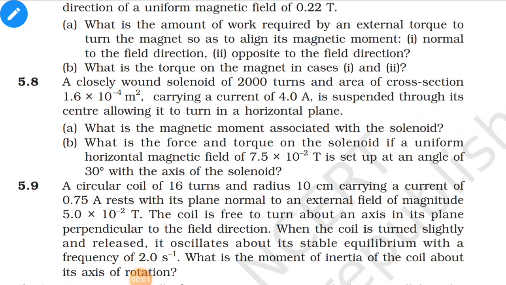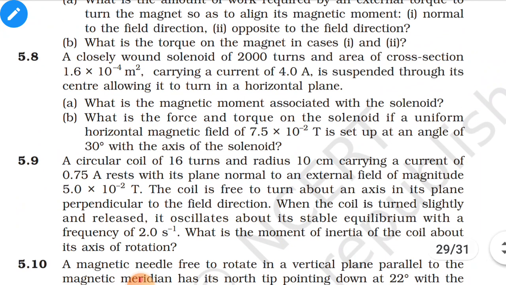Numerical number 5.8. A closely wound solenoid of 2000 turns and area of cross section 1.6 × 10^-4 meter square, carrying a current of 4 ampere, is suspended through its center, allowing it to turn in a horizontal plane. What is the magnetic moment associated with the solenoid?